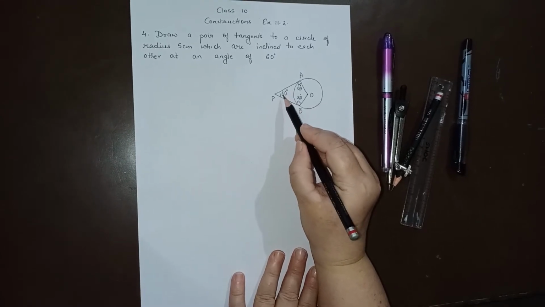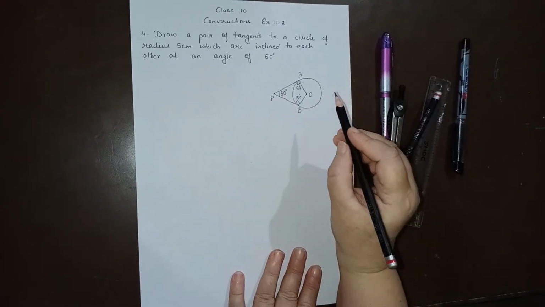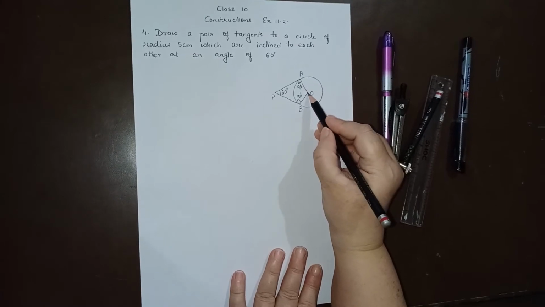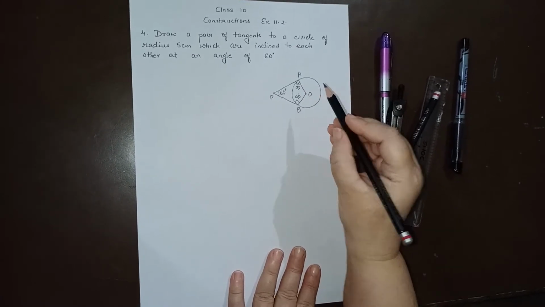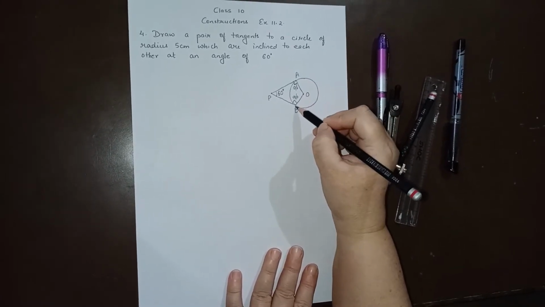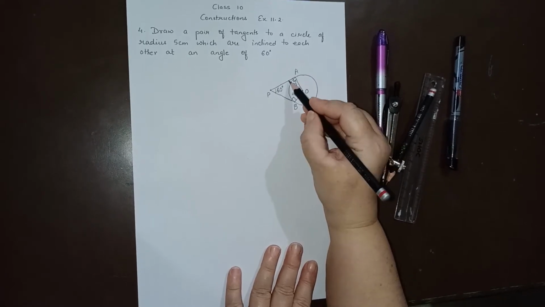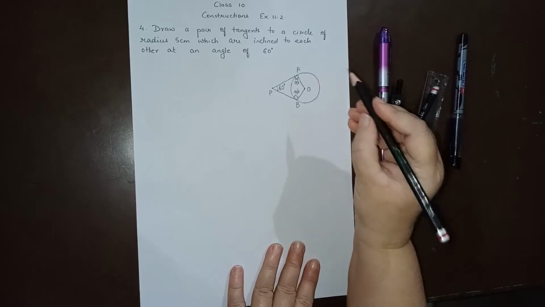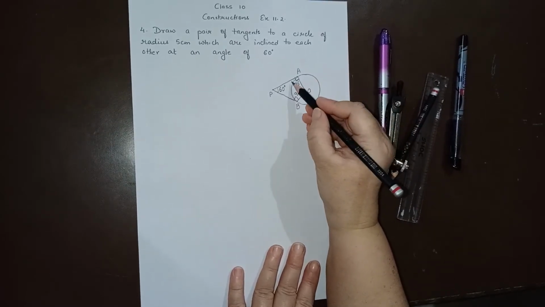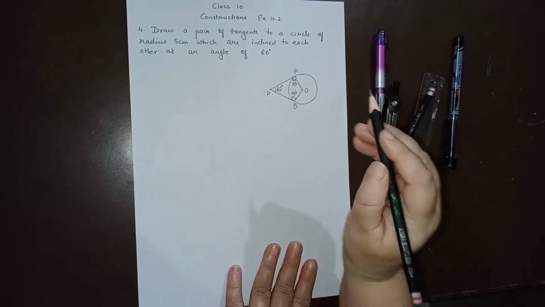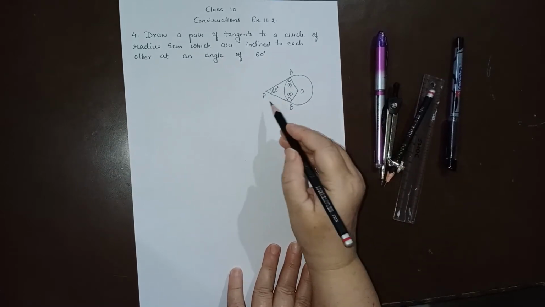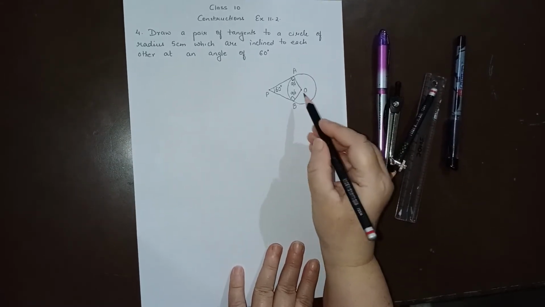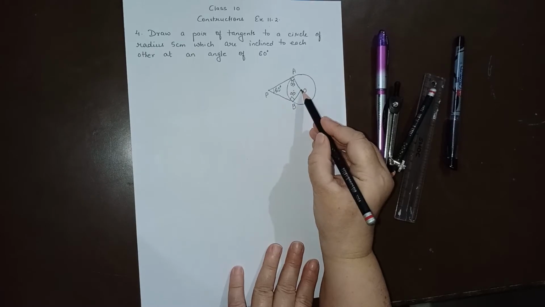The angle between the tangents is 60 degrees, and if this is the center of the circle O, and A and B are the points of contact, we know that the tangent makes an angle of 90 degrees with the radius. That is, the angle between tangent and radius is 90 degrees. So if we can see this quadrilateral, we are getting a quadrilateral PAOB.